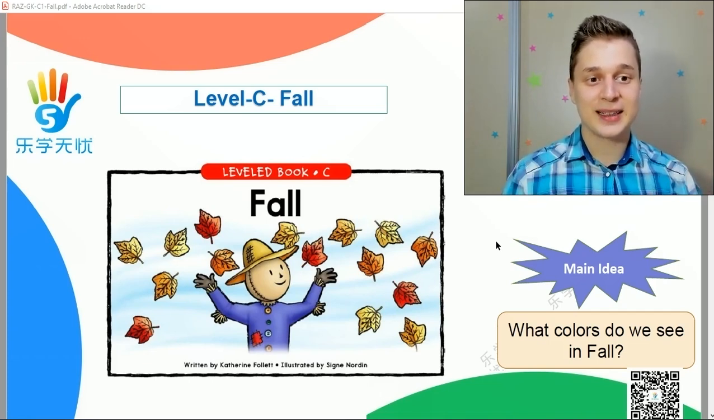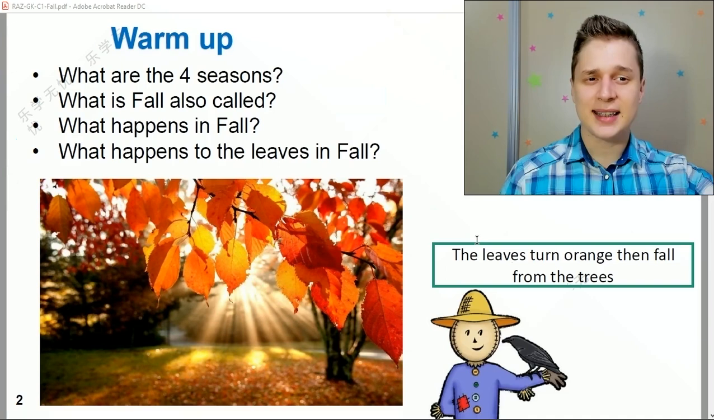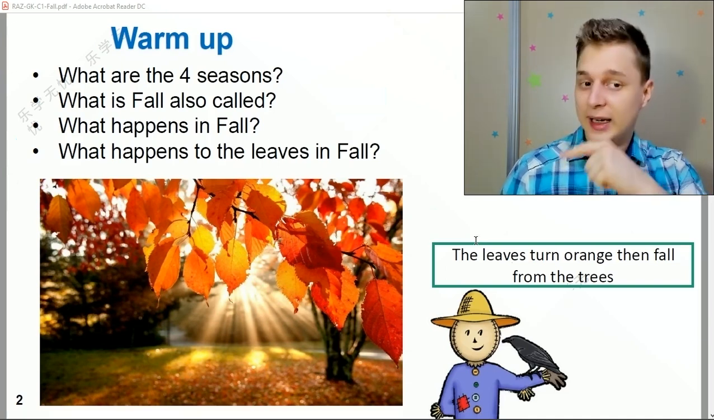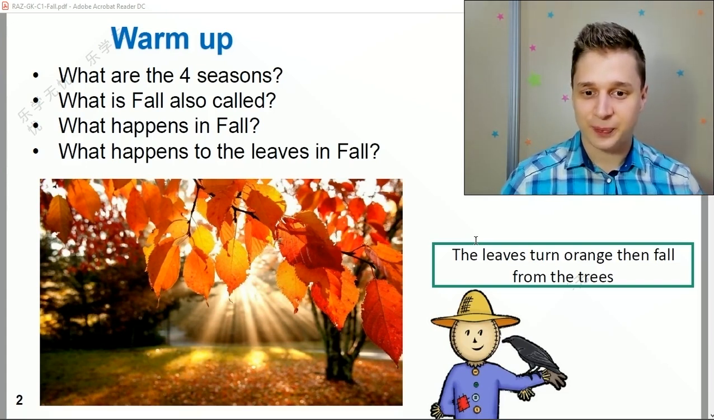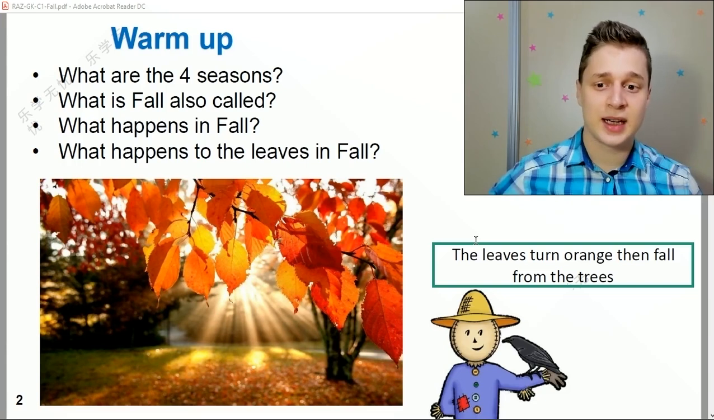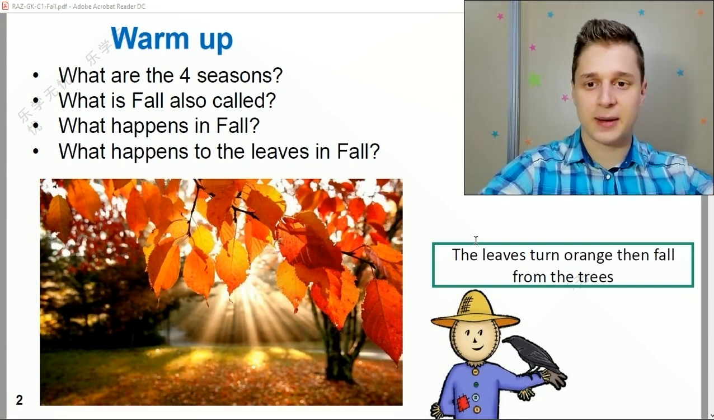Today, we're talking about the fall. It's one of the 4 seasons of the year. And I think that in your country, when it's fall, we can see something like this. What do we see in the picture? We see tree leaves, but there's something different about them.